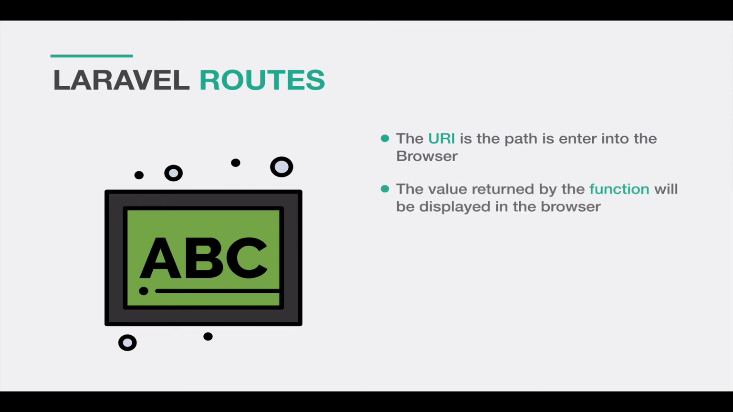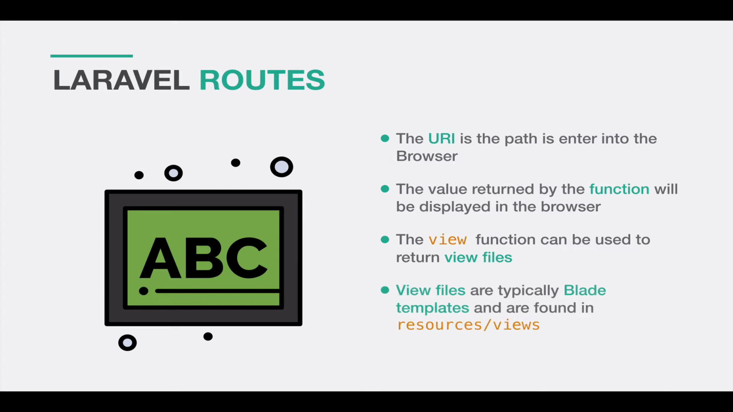Okay? And then the value that gets returned by that callback function is what gets displayed in the browser. Now, it might be just a string. It might be a view instance. Okay? The view function is used to display view instances. Okay? And views are stored in view files. We'll get to cover this a little bit more when we talk about views. All right, view files are stored in the resources/views folder.